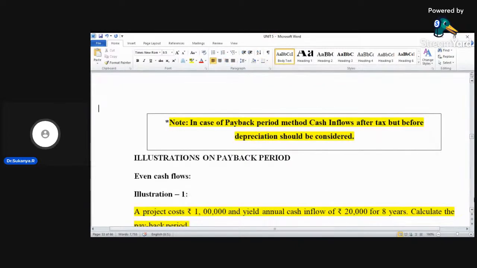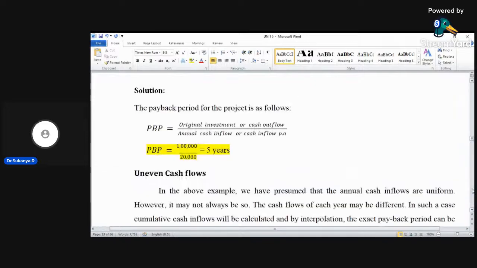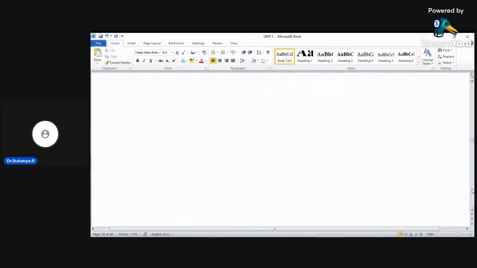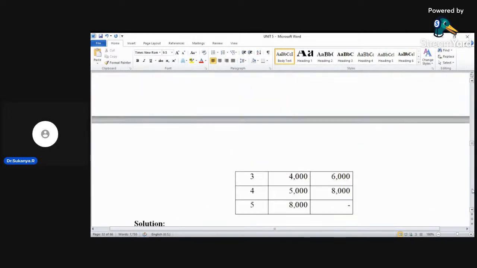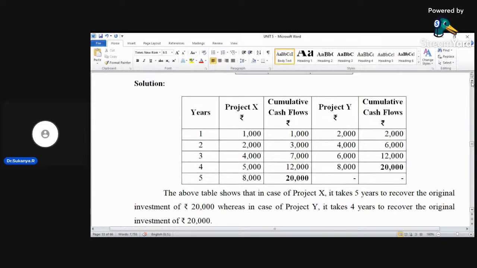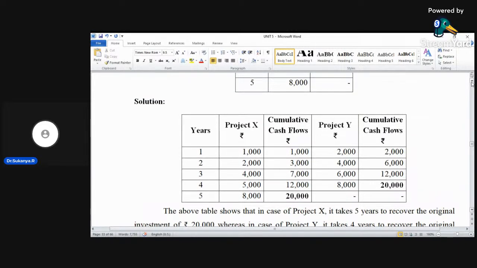Now you have to go ahead with the calculation of the payback period. First, let us take projects individually. Let us take project X and then look at project Y. If you look at the problem, you can clearly identify that project X has 5 years, and the cash inflows are 1,000, 2,000, 4,000, 5,000, and 8,000. So the next step is to find out the cumulative cash inflows.